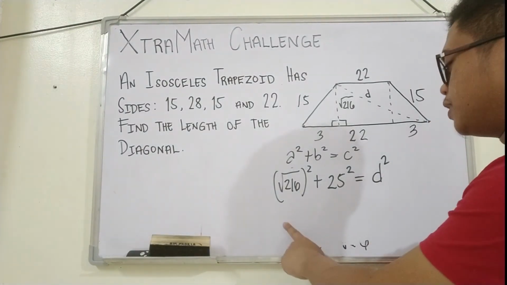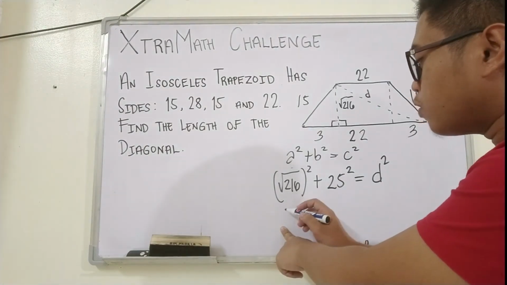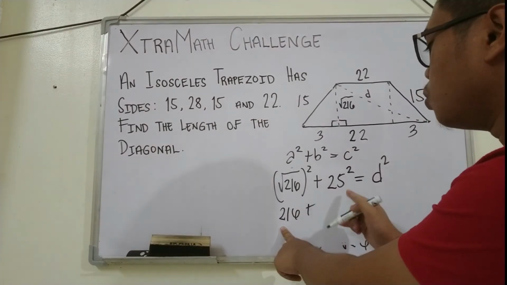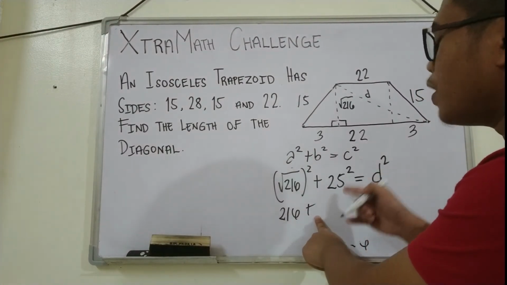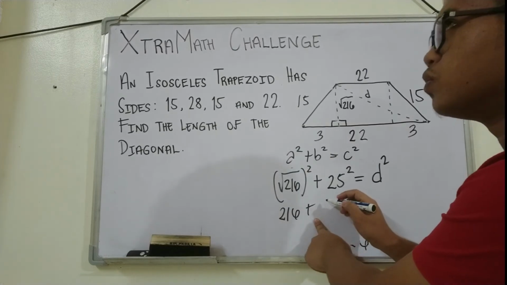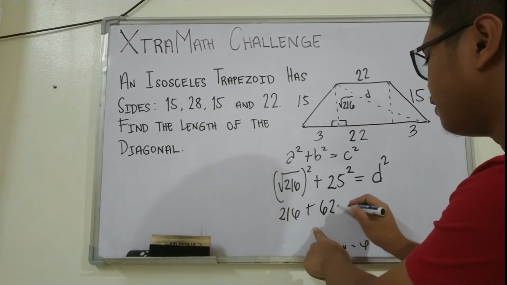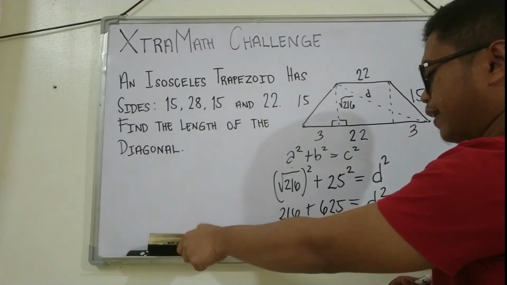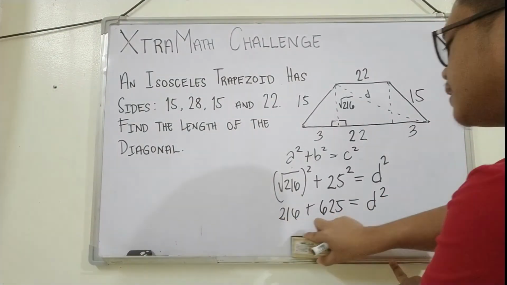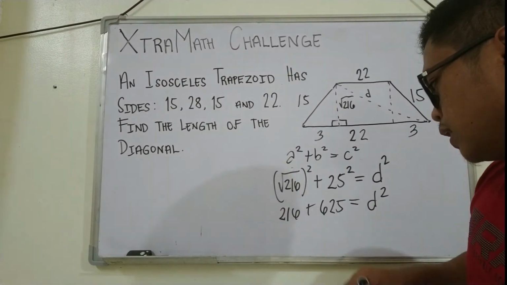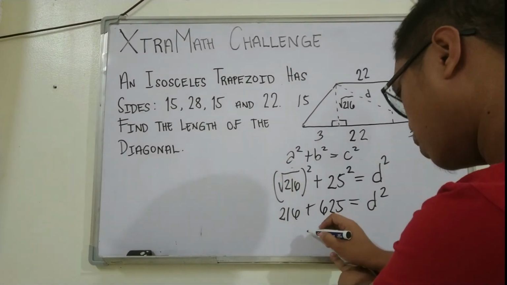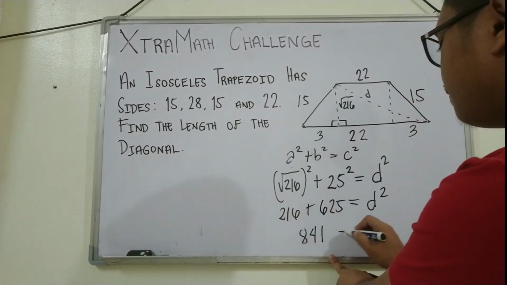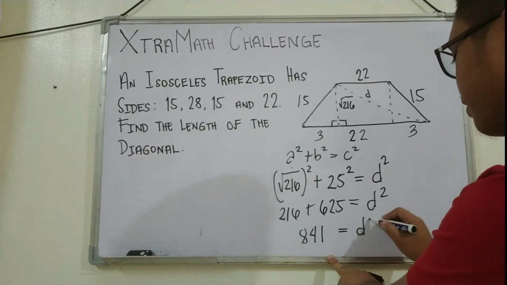Now, let's simplify this one. Square root of 216 squared, that is equal to 216, plus 25 squared, that is equal to 625, is equal to D squared. Now, 216 plus 625, that is equal to 841, is equal to D squared.